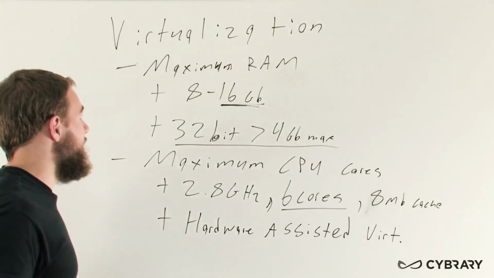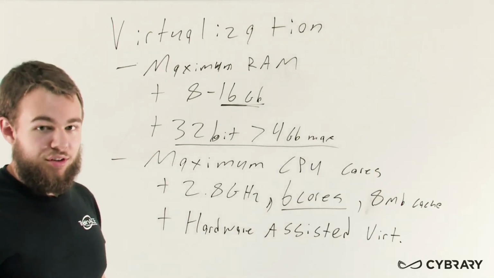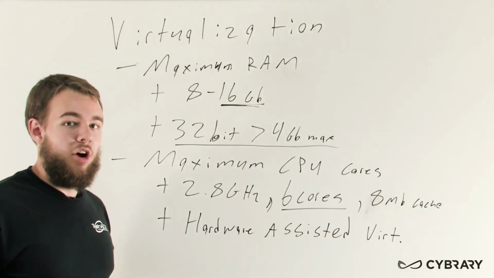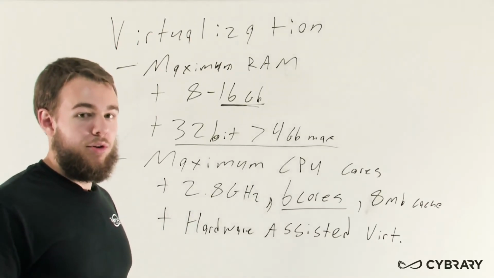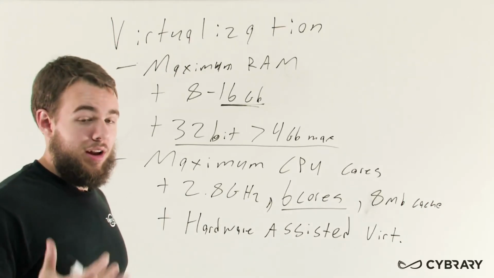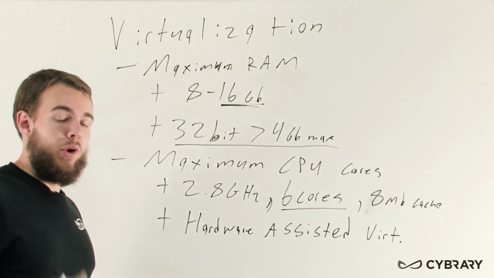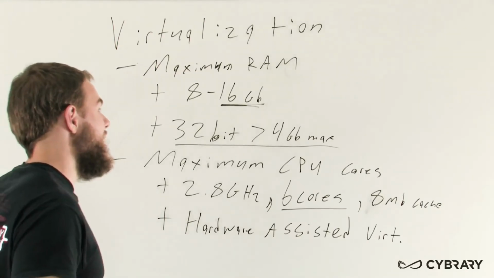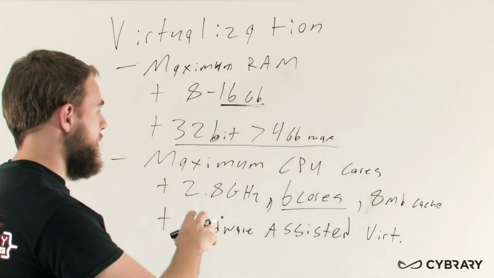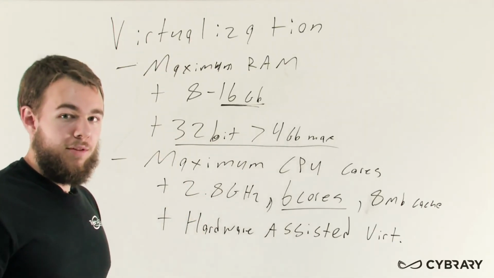So as we can see, when we compare our virtualization machine to our graphics workstation or our audio and visual workstation, we're really not focusing so much on having a high-powered graphics card or an extreme audio card or even an extremely strong display. What we really want with our virtualization workstation is maximum RAM, and we want to have maximum CPU cores with hardware-assisted virtualization.